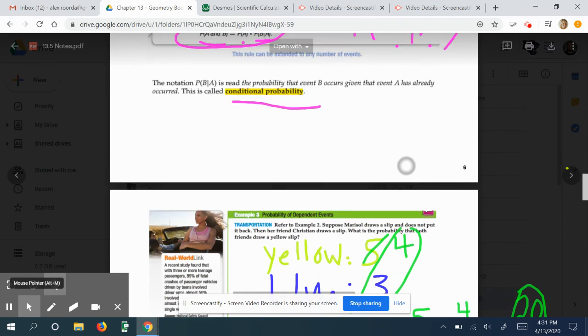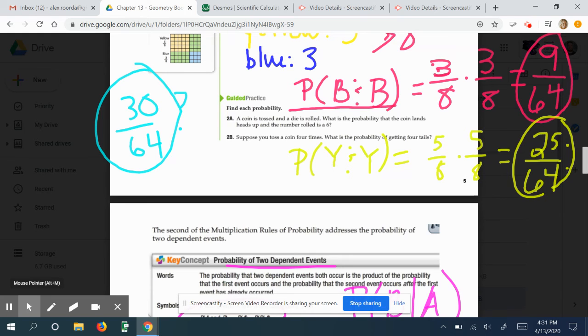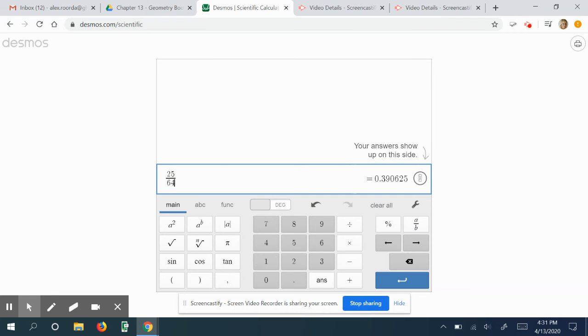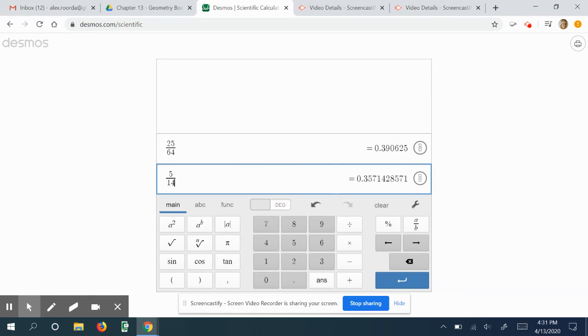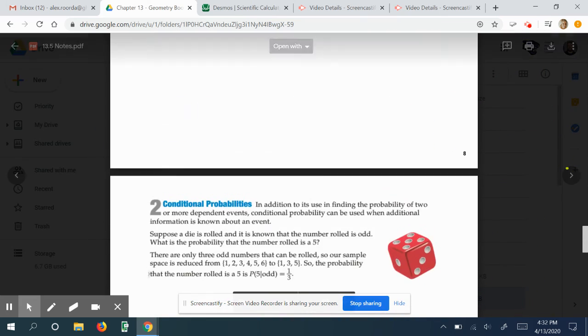But look, in the problem above, the chance of 2 yellows was 25 out of 64, which, if we look at a calculator, is 0.39, or the other one was 5 out of 14, which is 35%. So the chance of them both being yellow without replacing is actually lower than the chance of them both being yellow with replacing. Okay. All right. So interesting, right?